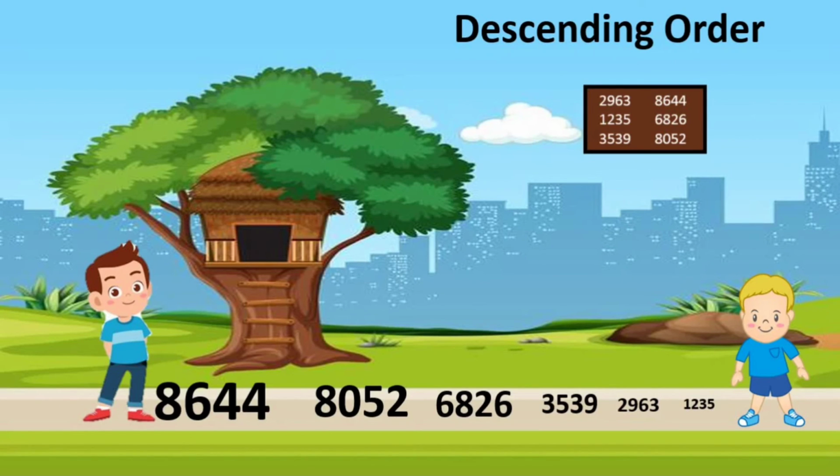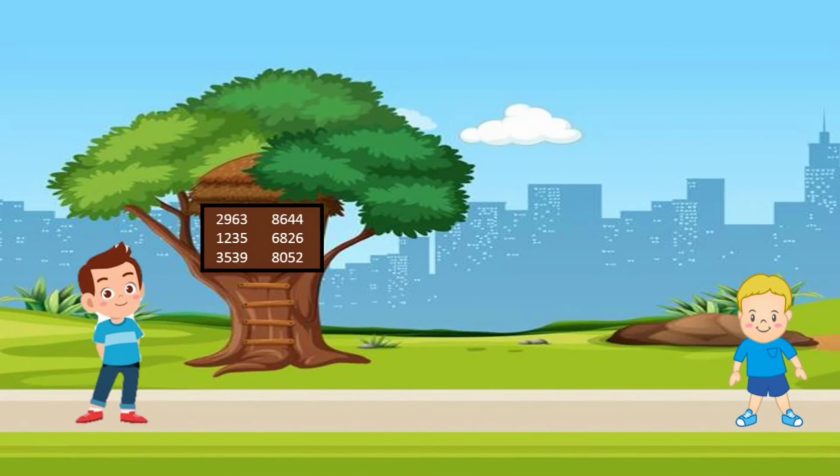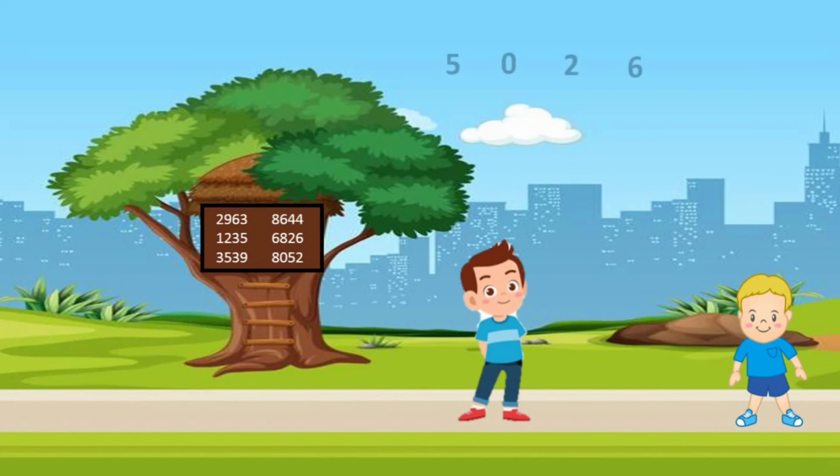Since you know the concept of ascending and descending order, let me tell you how to frame the smallest and the greatest number out of the given set of digits. So, in order to form the smallest number out of the given set of digits, we arrange them in ascending order. That's easy, Sam. So, the smallest number here would be 0256.